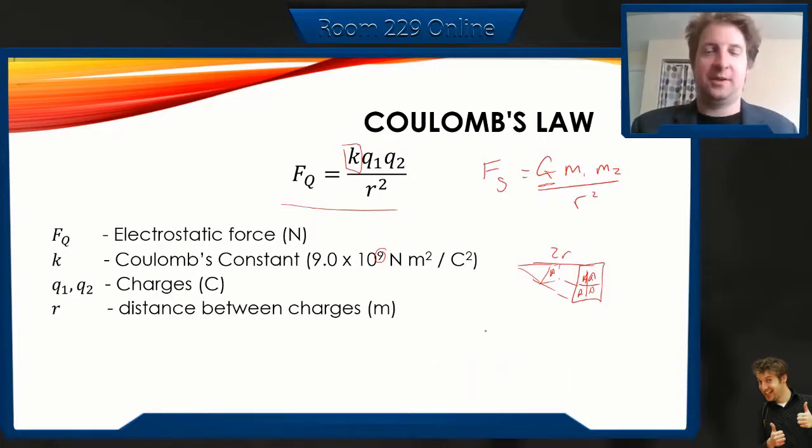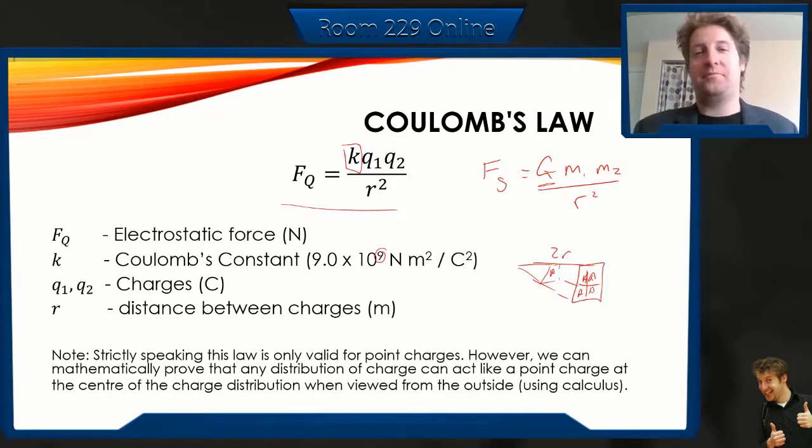Anywho, we've got to be careful here, though. Strictly speaking, this law is only valid for point charges, and also Newton's gravity law is only valid for points. But we can take any distribution of mass for gravity, or a distribution of charges, and treat them like a point charge at the center of the charge distribution. So we're able to turn a distribution into a point.